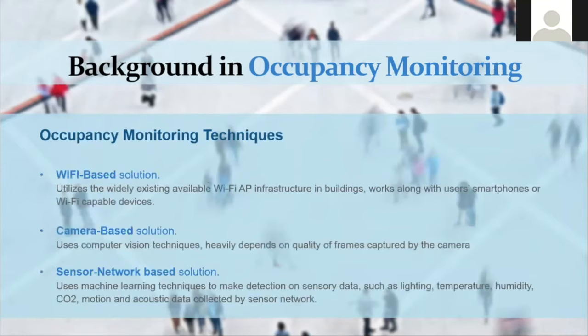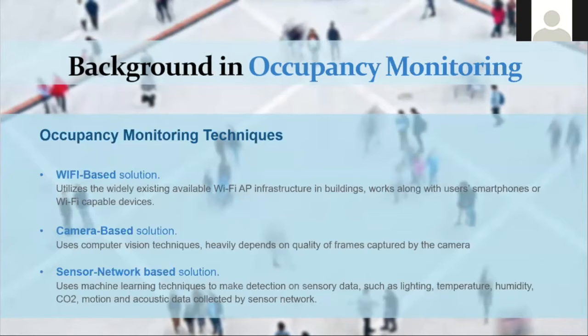And when investigating these problems, the solutions are mainly addressed in three techniques, which are Wi-Fi, camera, and sensor network. The Wi-Fi-based solution utilizes the widely existing available Wi-Fi access points in the building, works along with users' smartphones or other Wi-Fi capable devices. It's more often used for wide area cases like shopping malls or airports. The solution based on camera uses computer vision techniques, which thus heavily depends on the quality of frames captured by the camera. It's mostly used for counting people within small zones like the entrance of a building or a room.